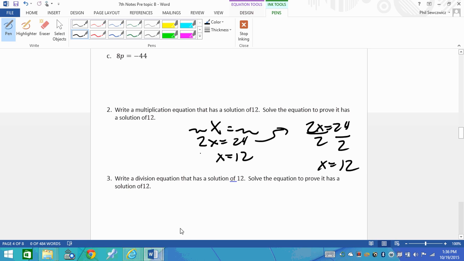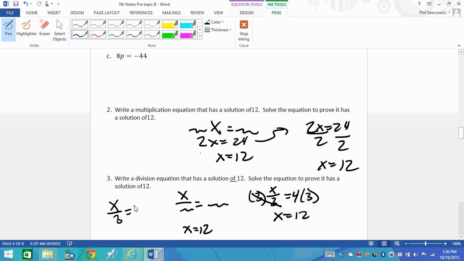The last guy here is, again, we want a solution of 12. So I'm going to say I need an answer of 12, but I need a division equation. So I need some letter divided by something to give me some sort of number, but I need the answer to be 12. So remember, the idea is to solve a division equation, you use what? We use multiplication. So what are two numbers that multiply together to give me 12? And we could say, how about 3 and 4? So x divided by 3, set that equal to 4. To prove it, we're going to multiply both sides by 3. So here we have x equals and then 12, so it worked. So my answer there is x divided by 3 equals 4.